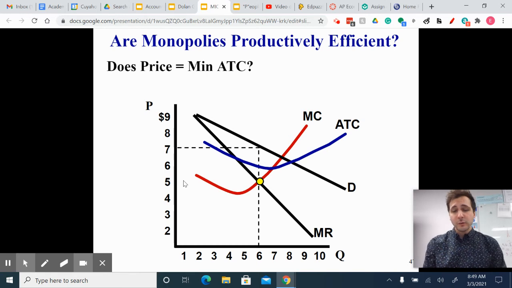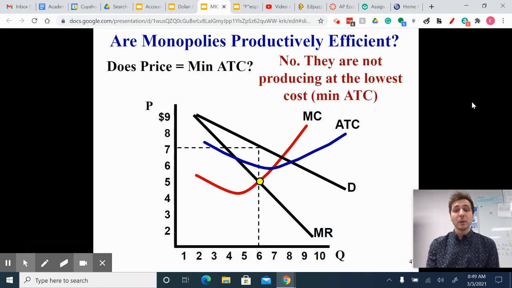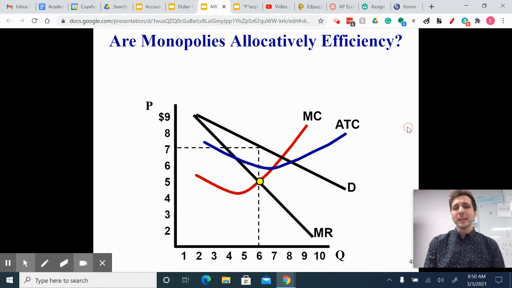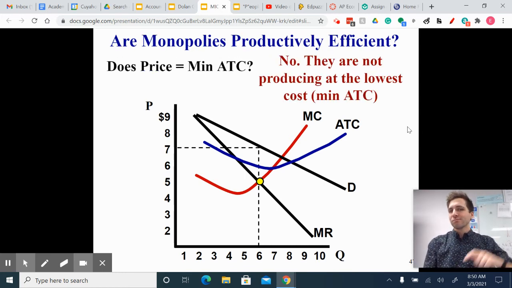Are they productively efficient? If they're productively efficient, then we will be producing where average total cost and marginal cost intersect. Is that where we're producing here? No. Price does not equal minimum ATC. We're producing where MR equals MC. We are not producing, let me throw this on here, we're not producing here. If we were producing at the lowest possible cost, we would be productively efficient. But instead, we are charging this slightly higher cost. So monopoly firms also are not productively efficient, because they do not produce at the minimum ATC.